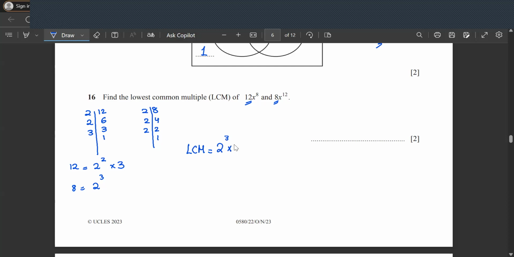So multiply by 3. If I have a number 5, 7, whatever, multiply by it again. So first, take the common with the highest power. So for the 2, I took only 2 power 3. And the uncommon, take them all. Any problem for that? So for the x in the LCM, take the highest power, which is 12. So from here, 2 cubed, 8, multiplied by 3, 24, x power 12. Any problem?